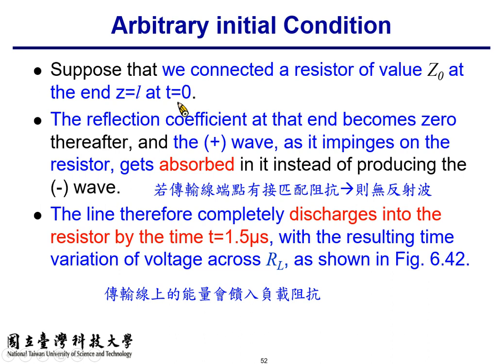But for this case, at t equal to 0, we connect a resistor, which is, what is the value? Oh, Z sub 0, which is the same as the characteristic impedance of the transmission line. So at t equal to 0, we connect a resistor of Z sub 0 on the right-hand side. So what happens? All the V plus signal that reaches the resistor will be absorbed because this is a so-called matching load.